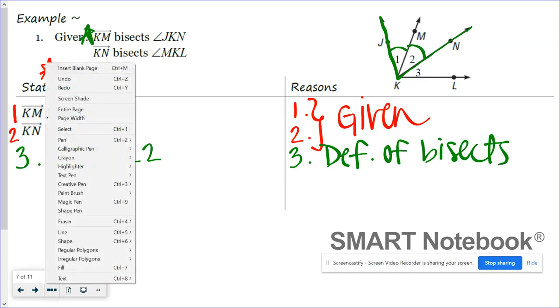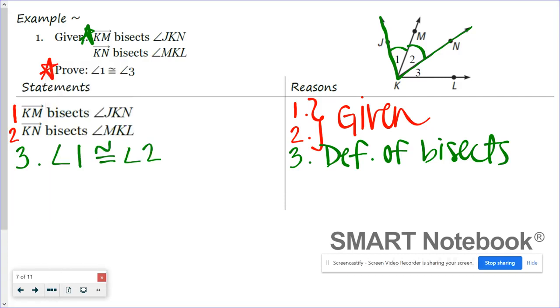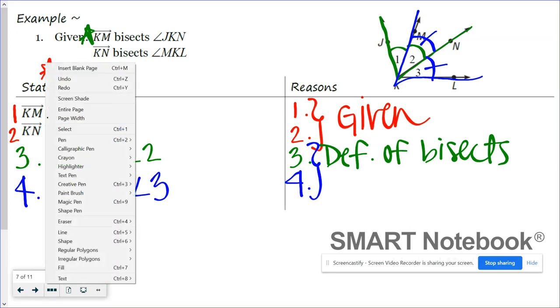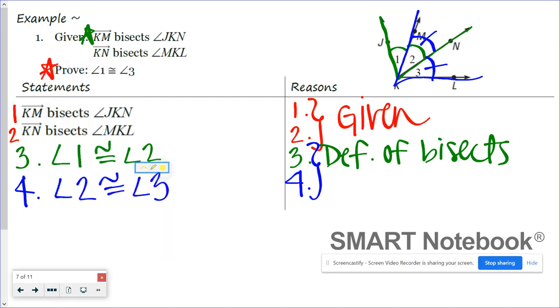So what about that second given, right? So we're given that Kn bisects MKL. So what can we conclude? Exactly, we can conclude that angle 2 is congruent to angle 3, according to the definition of bisects. So we have drawn our conclusions from the given information.